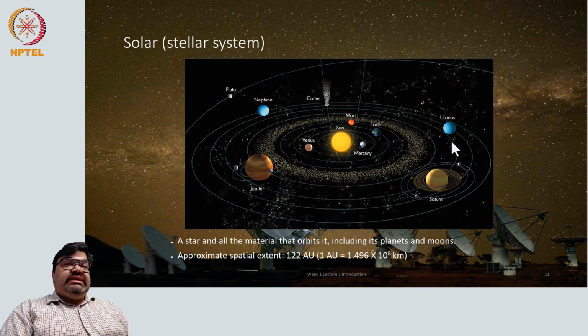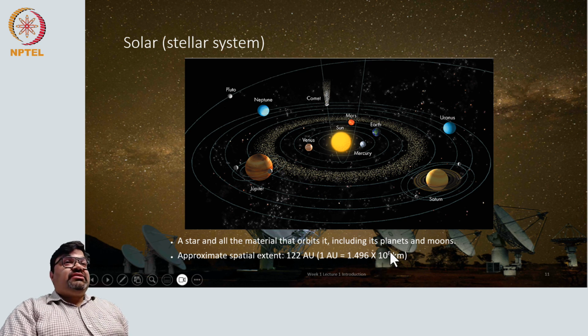If you go to the solar system scale, it's measured now in a different unit called the astronomical unit. 1 AU, or astronomical unit, is roughly 10^8 kilometers. So the Sun, which is 700,000 kilometers, 7 × 10^5, and this is 10^8, so thousands of times larger in dimension than the solar radius.